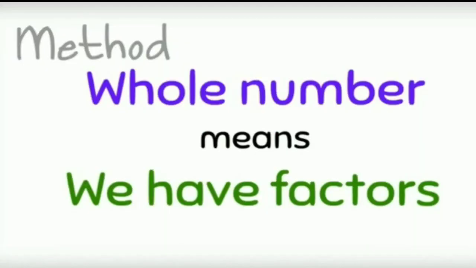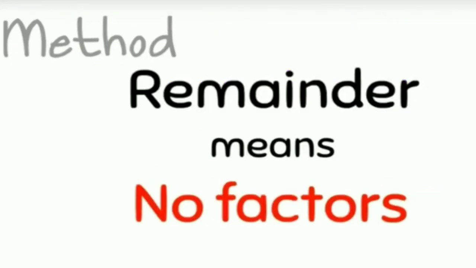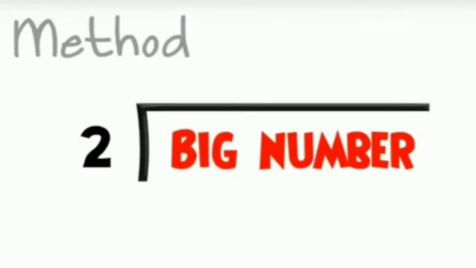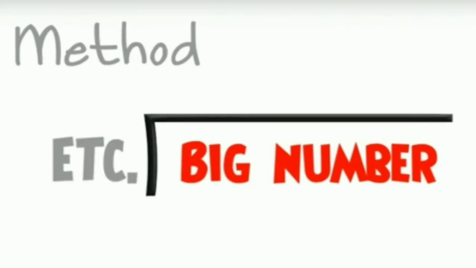So it means that whole numbers have factors, and if the remainder comes out to be more than 0, it means it is not a factor of that number. Now the question that arises here is how to determine the factors using the method of division. For this we have to follow certain steps. First, as with multiplication, start by listing 1 and the number itself. Second, divide the number by 2, 3, 4 and so on, and find all the factors until 0 comes in the remainder. You first divide the big number by 2, then 3, and so on. To understand this, let us take an example.